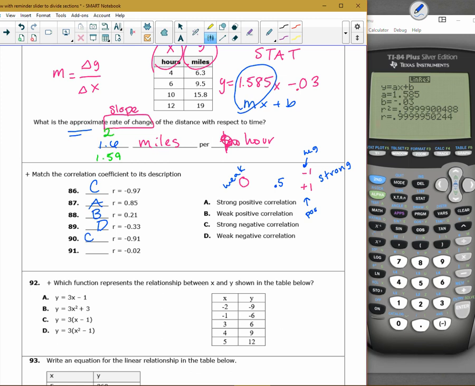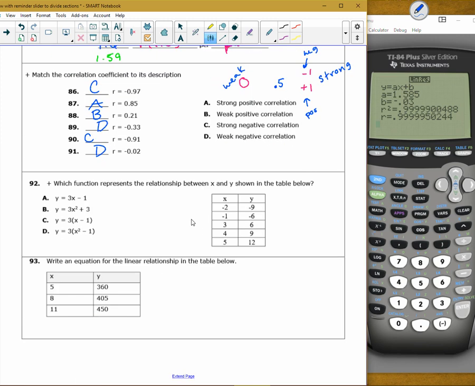R equals negative 0.002. That's super below 0.5. That's super, super close to 0. So it's a negative, and it's super close to 0. So it's a weak negative correlation. B. Almost there.